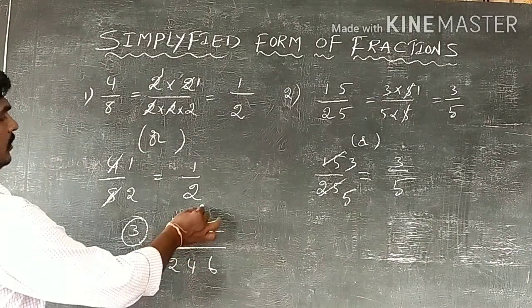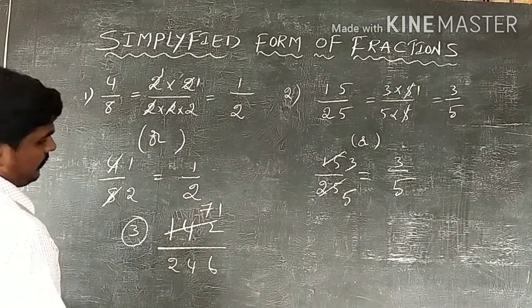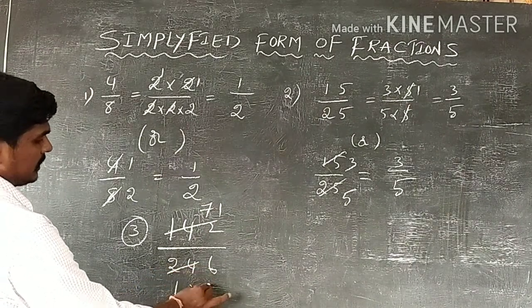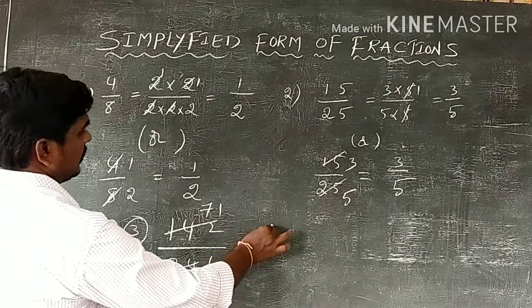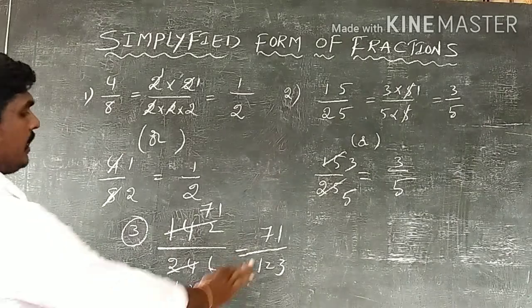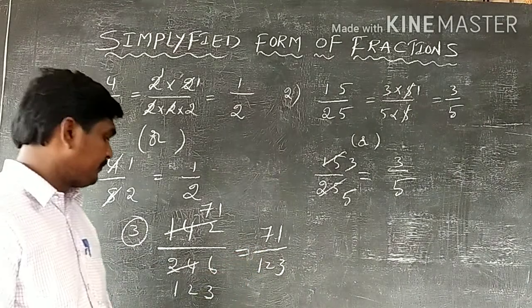First, numerator 142 cancel. 2 7s are 14, 2 1s are 2. Denominator 246 cancel. 2 12s are 24, 2 3s are 6. So what is the answer? 71 by 123. 71 by 123 we got.